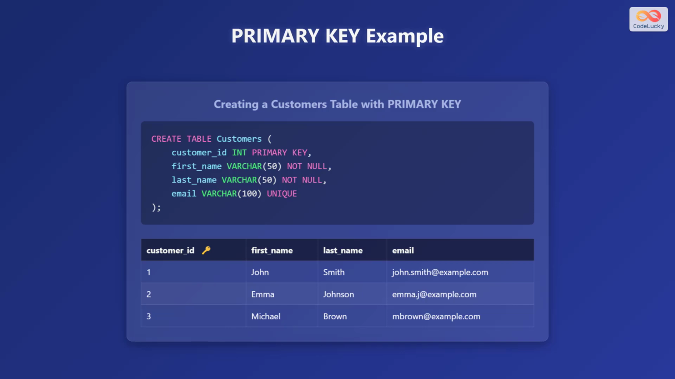Now let's look at an example of creating a customers table with a primary key. Here is the script. CREATE TABLE customers (customer_id INT PRIMARY KEY, first_name VARCHAR(50) NOT NULL, last_name VARCHAR(50) NOT NULL, email VARCHAR(100) UNIQUE); In this example, customer_ID is set as the primary key, ensuring each customer has a unique identifier. Below is a table preview containing customer ID, first name, last name and email with some sample data. The customer ID column has a key icon indicating that it is the primary key column.